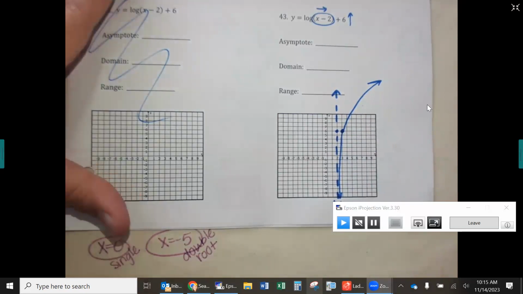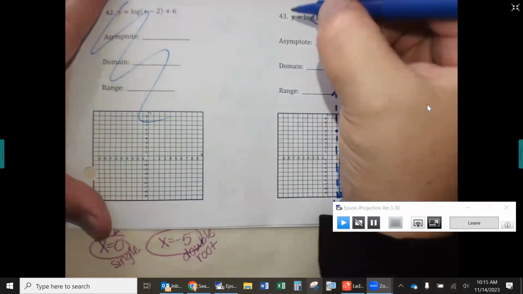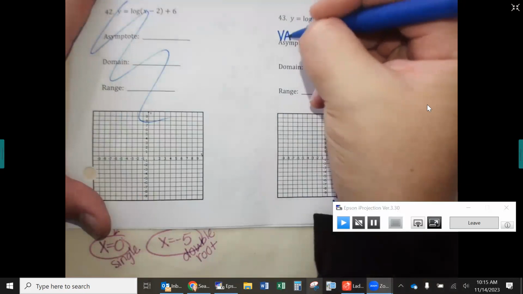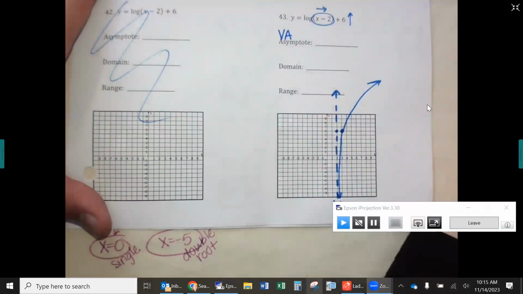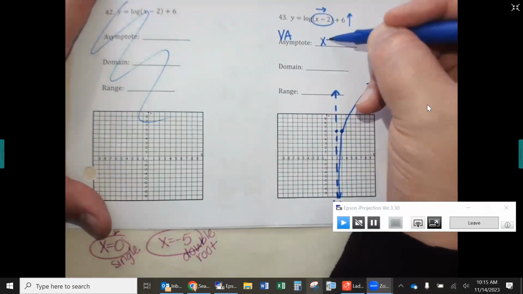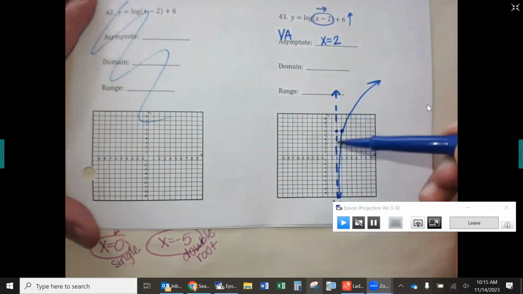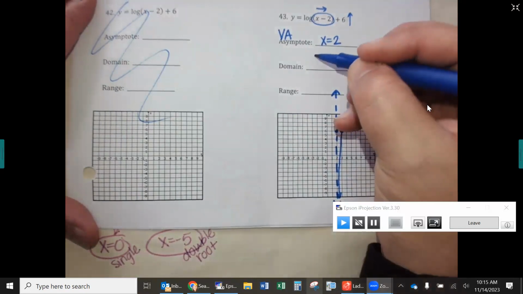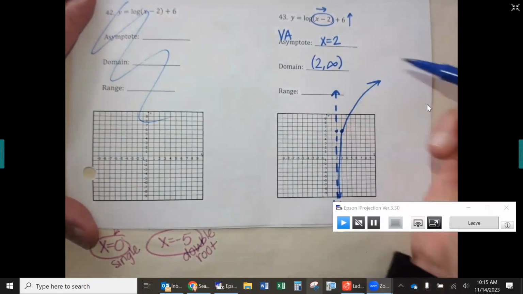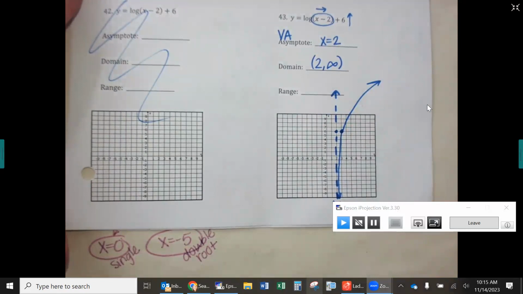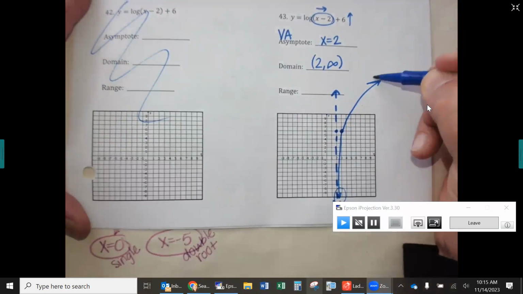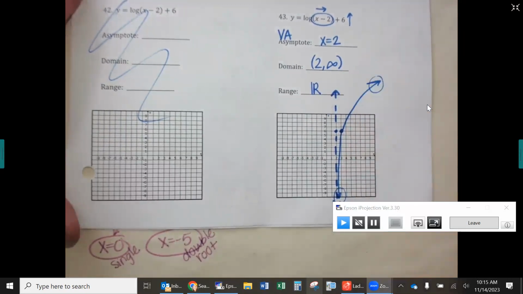For my asymptote, it's a vertical asymptote. So what would the equation be? X equals or Y equals? X equals what number? 2. That means I can't touch 2. So my domain can't be all real numbers anymore. What's my domain? 2 to infinity. And then for my range, what's my range? Because I have one side down forever, one side up forever, so it'd be all real numbers.